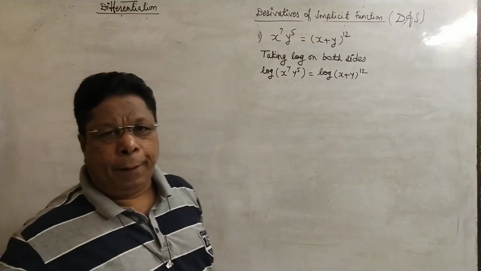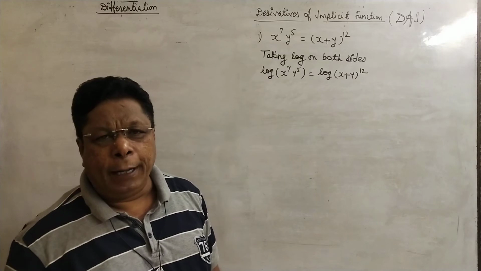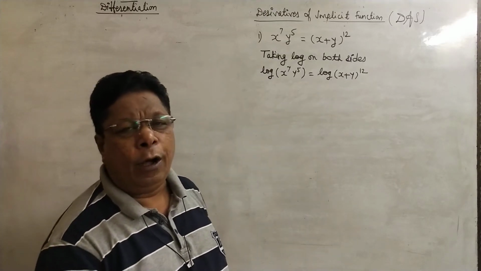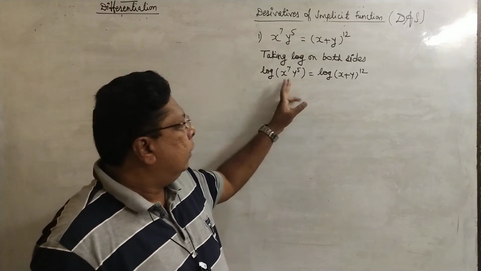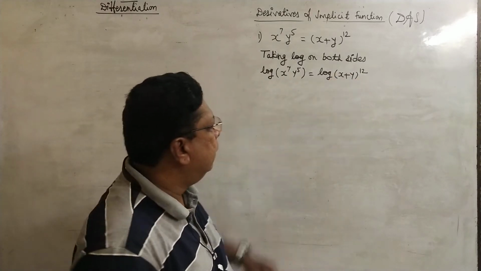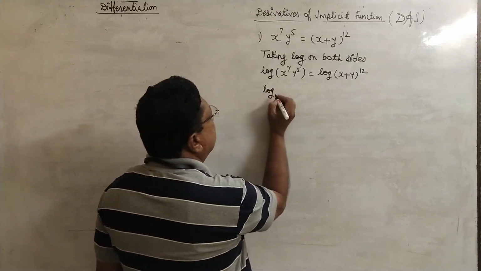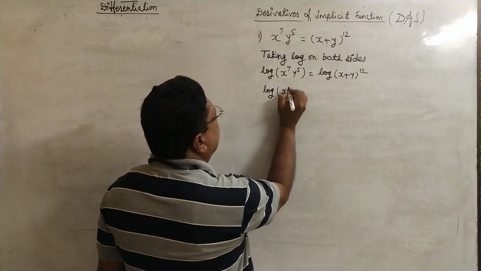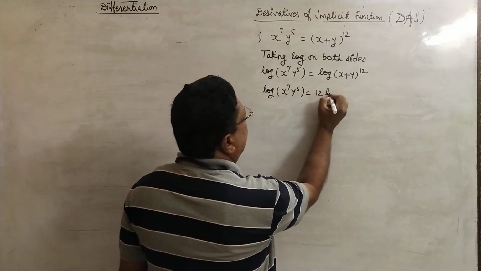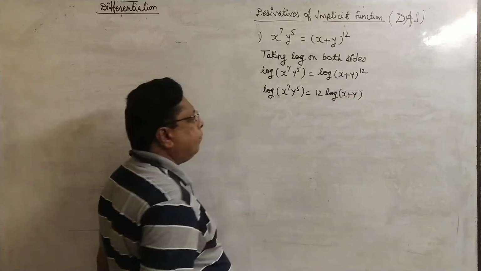First step, apply log. What is the second step? If we apply the log, then shift the power as a coefficient. After applying log, you have to shift the power. So here, shift the power. So this becomes log of x raised to 7 y raised to 5 equal to 12 log of x plus y.